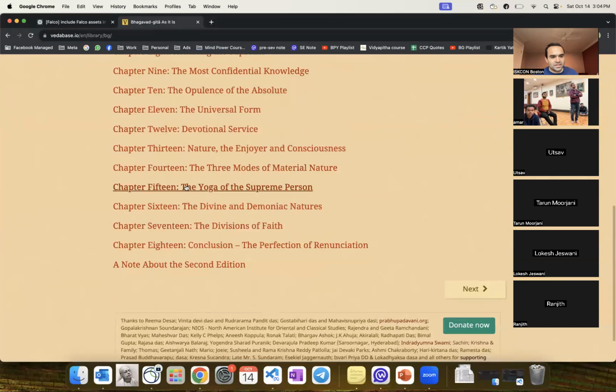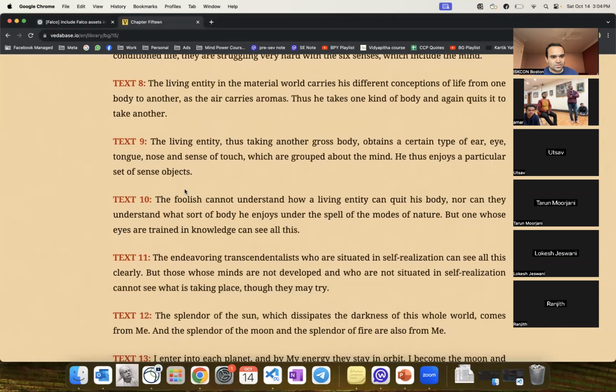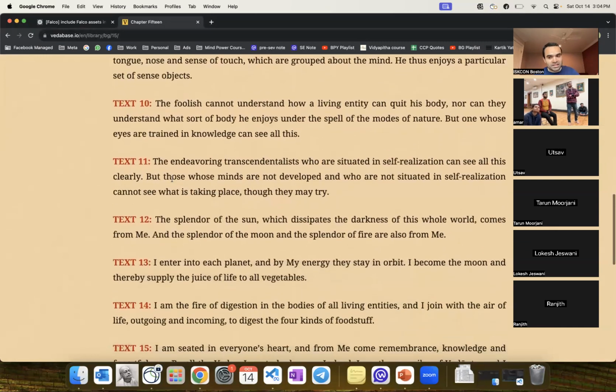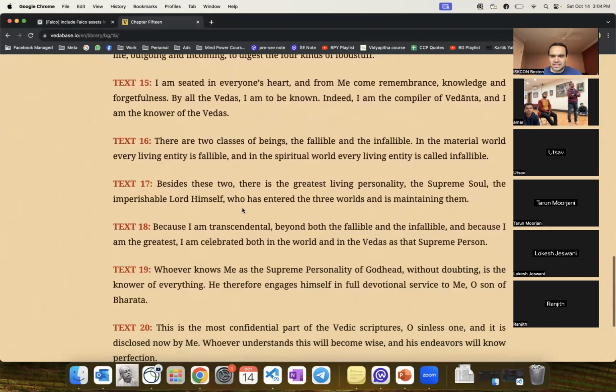Bhagavad Gita, 15th chapter. Is everyone aware of this wonderful source called vedabase.io? Here, all literature published by ISKCON is available for free online. Of course, I prefer hard copies wherever possible. Hard copies give us that feeling of holding a holy book and studying from it. Whereas online, we don't get that.